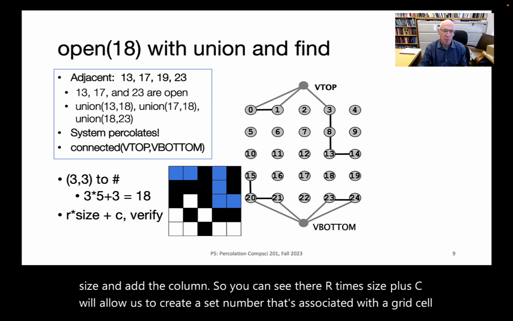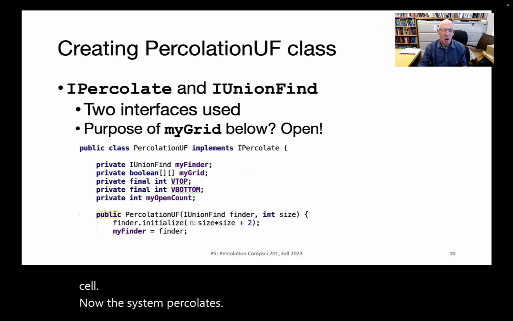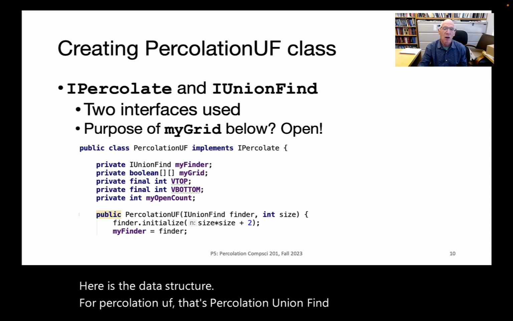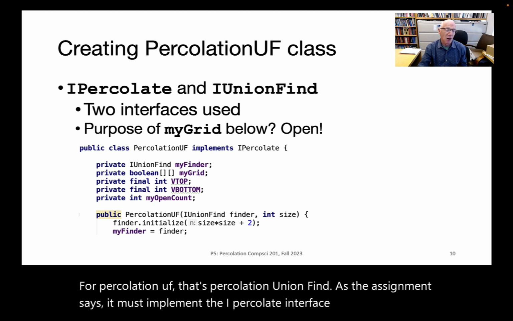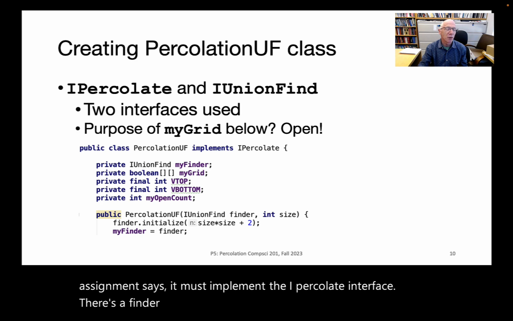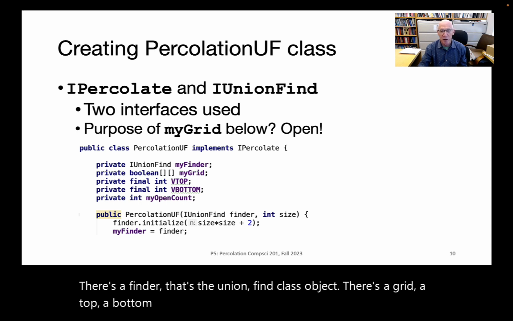Now the system percolates. Here is the data structure for percolation UF, that's percolation UnionFind. As the assignment says, it must implement the iPercolate interface. There's a finder, that's the UnionFind class object. There's a grid, a top, a bottom, and the number of open cells.